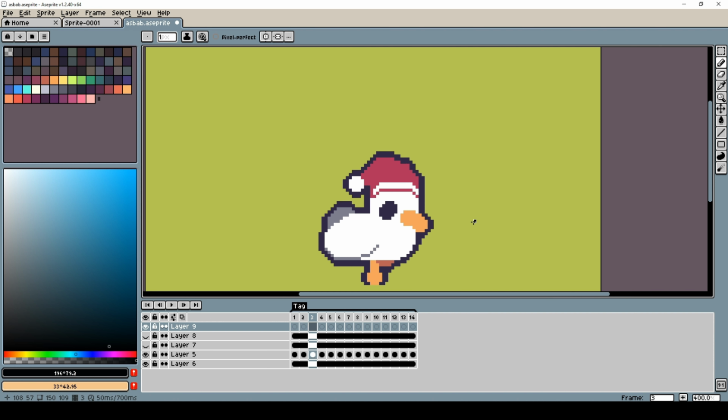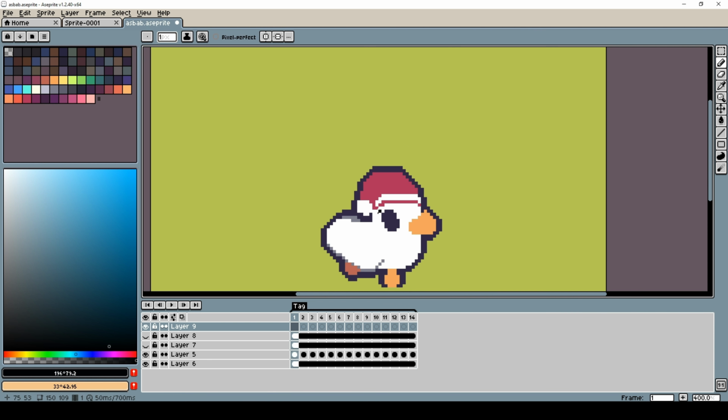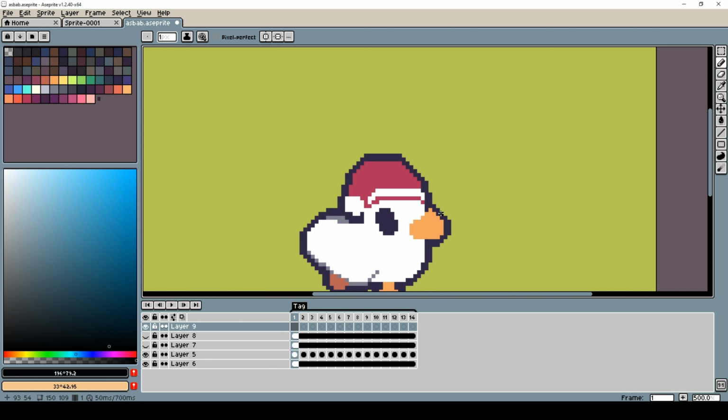Because if I don't add these smear frames, then the distance between the eyes in this frame and the eyes in this frame would be a little off-putting. But since I add this, it just makes it a bit smoother.